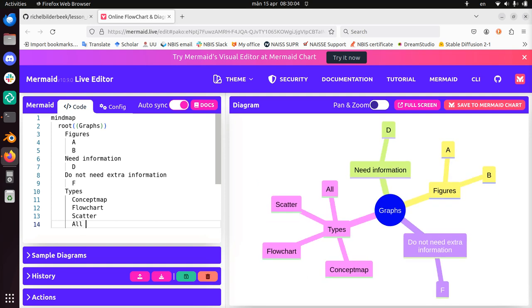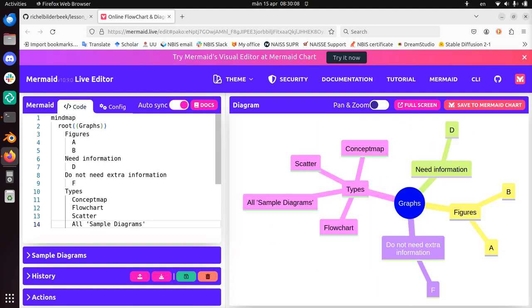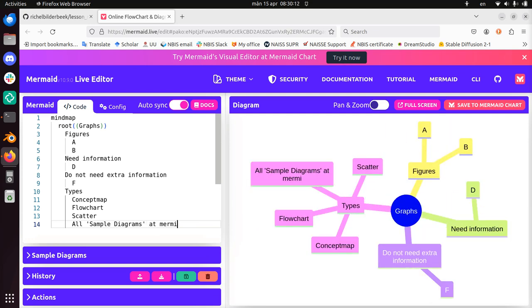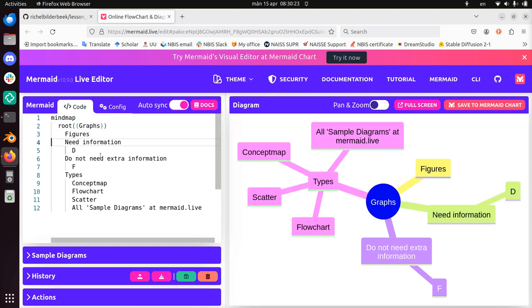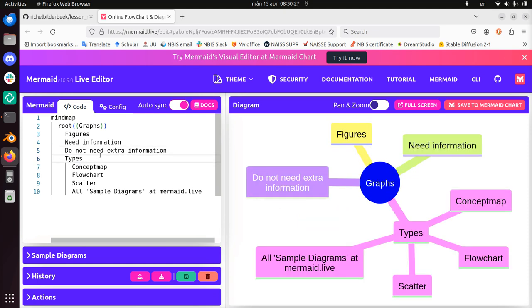Actually, all sample diagrams at mermaid.life. Does that work? Mermaid.life. Yes, sure. So graphs are figures. That's enough. Some need information, sometimes do not need information.